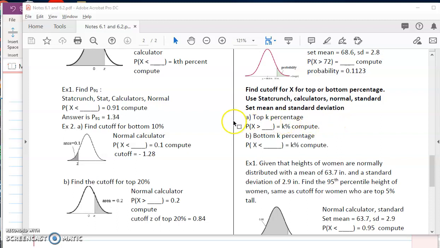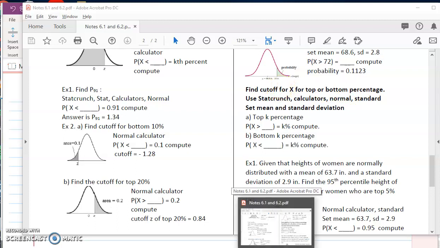Hello, Math 159 student. This is part 2 of chapter 6.2, looking at working with the probability distribution of a normal random variable x. In the second part, we want to find the cutoff x value for top or bottom percentage.